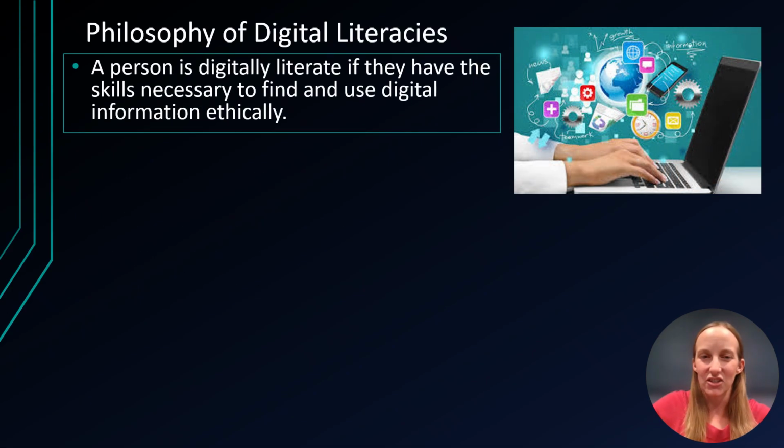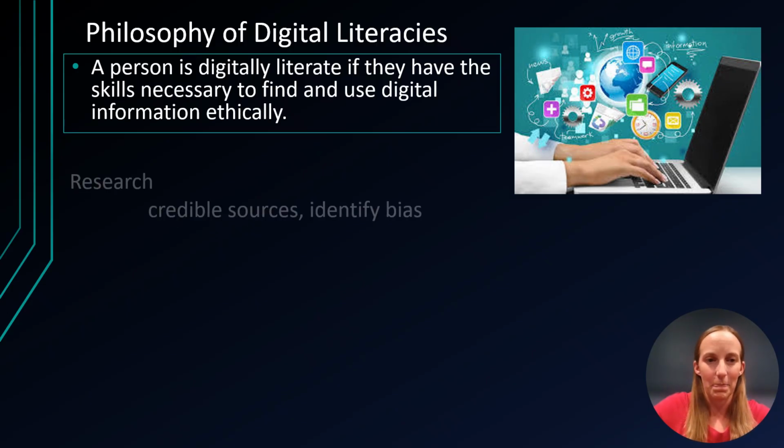So a person is digitally literate if they have the skills necessary to find and use digital information ethically. So I like to add the ethically part because it's important that not only do they find it and use it, but they're also being responsible at the same time.